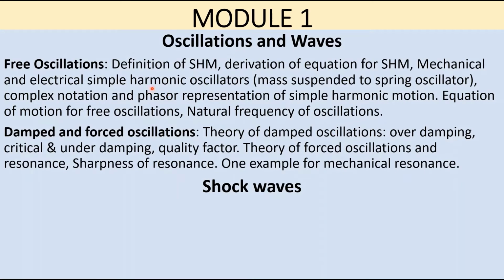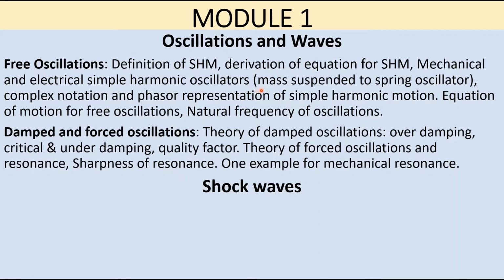In free oscillation, we are going to discuss what is a simple harmonic motion, that is the definition of the simple harmonic motion, then characteristics of the simple harmonic motions and some examples for the simple harmonic motion. Then we derive the differential equation for the simple harmonic motion. From that one we will get the equation for the simple harmonic motion. Then we will discuss the example for the mechanical simple harmonic oscillators, that is mass suspended to the spring.